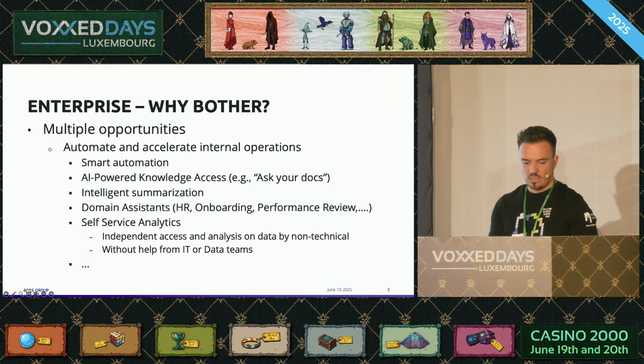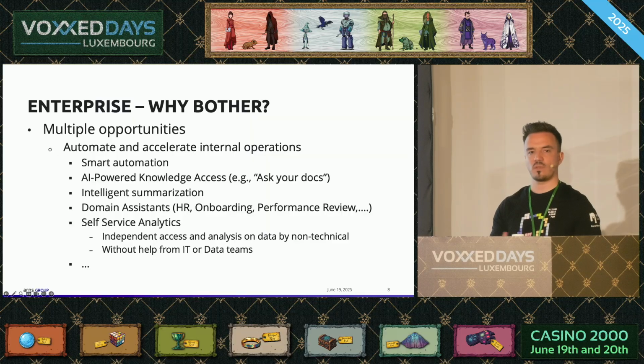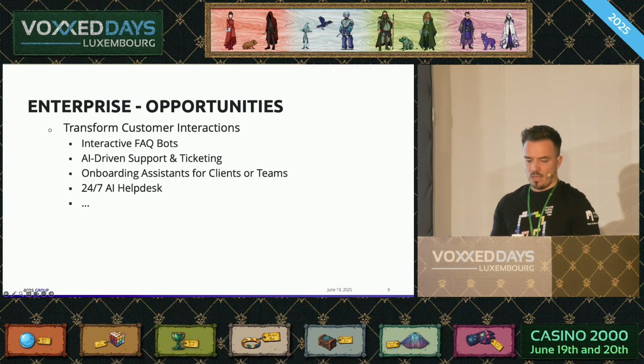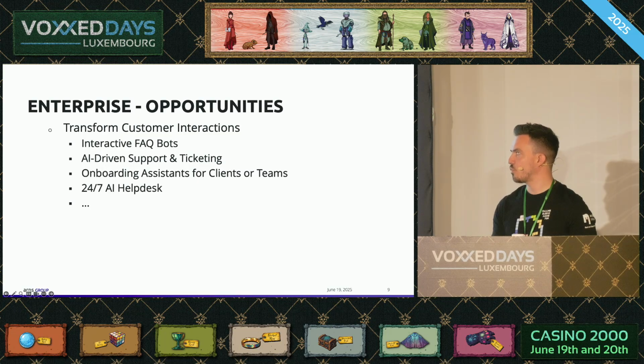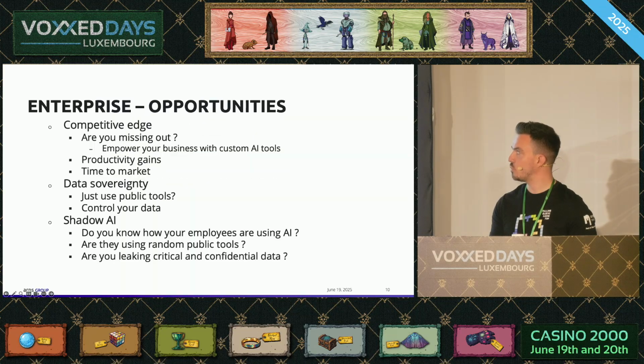And something that's very nice also is you can introduce what's called self-service analytics, meaning that you can give independent access to non-technical people for them to interact with your data without having to request help from IT or data teams. You can also, depending on the type of business, transform your customer operations by introducing chatbots, which are there for you 24/7. You can put in place AI-driven support tickets. Those are just some examples of everything that you could do.